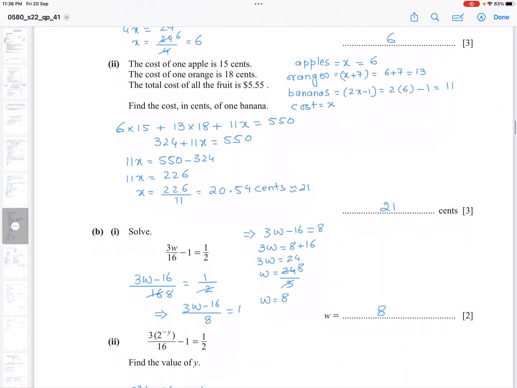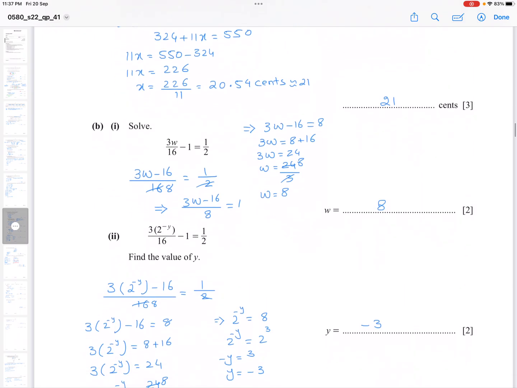B part 1, solve 3w over 16 minus 1 equals 1 over 2. So you take LCM 16. So 3w minus 16, 16 multiplied by 1 is 16, is equal to 1 over 2. The denominator can be simplified on either side of the equals sign if they can be simplified. So 2 times 1 is 2, 2 times 8 is 16. So you get (3w minus 16) over 8 equals 1. So 3w minus 16 is equal to 8. From here you find the value of w, which is 8.